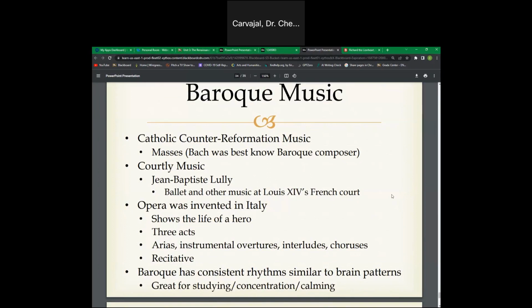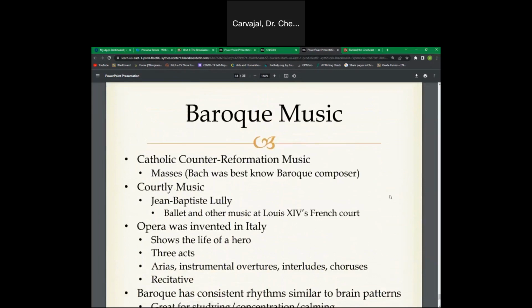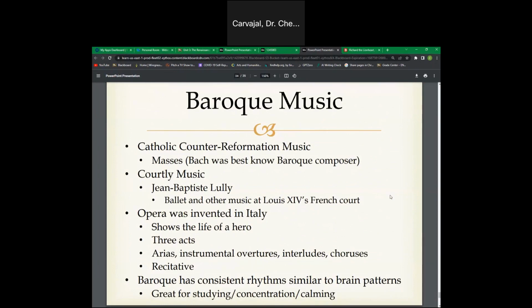And then yet another unnecessary slide for some reason. But if you really want to look up some Baroque, honestly, I would look up Baroque fugues, F-U-G-U-E-S. But if you look up Bach, you're going to hear Baroque. Baroque is well known. I have actually used it for years when I grade papers, because it mirrors the natural rhythmic patterns of your brain waves.